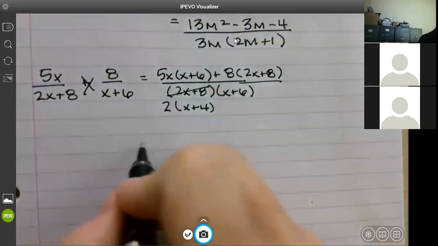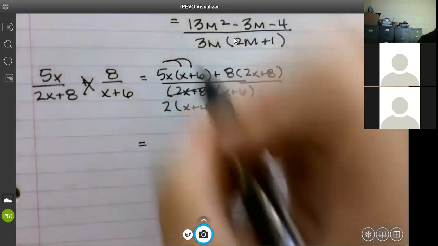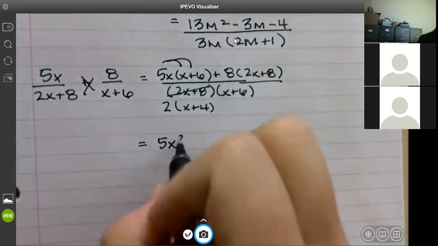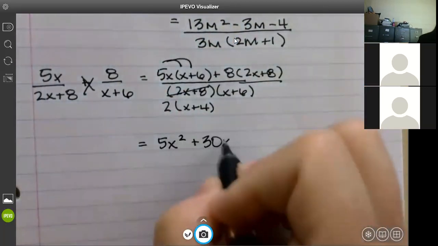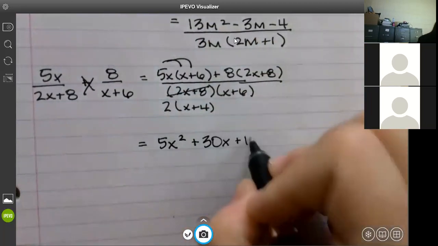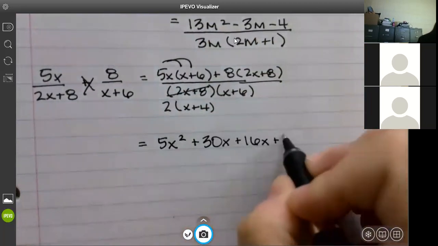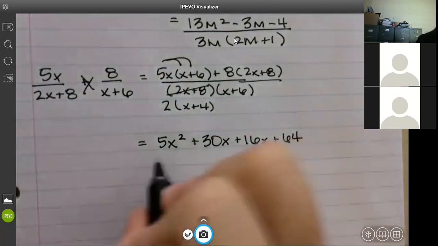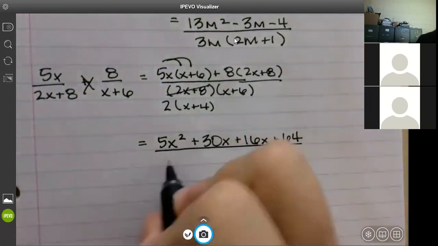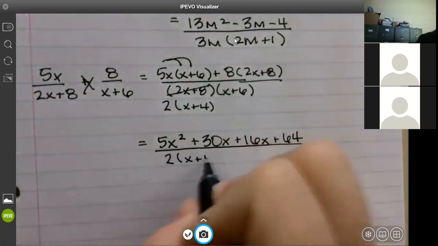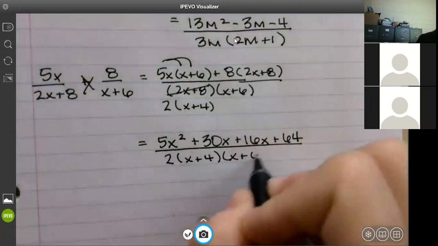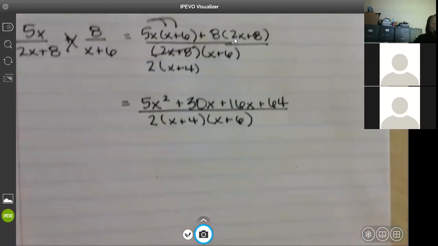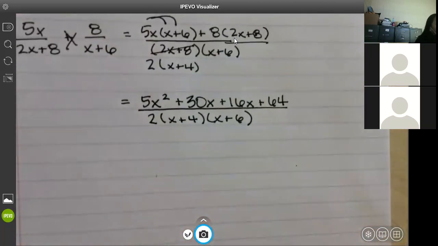Good. So on the top, I'm going to distribute 5x squared plus 30x plus 16x plus 64. Is everybody okay with that? Didn't go too fast. Everybody's with me? On the bottom, 2x plus 4, x plus 6. Clean it up.